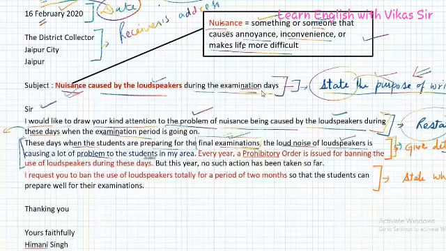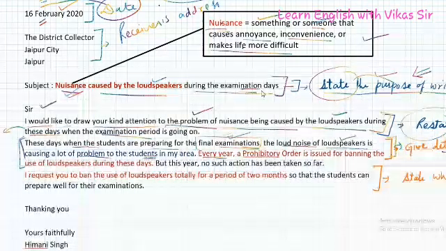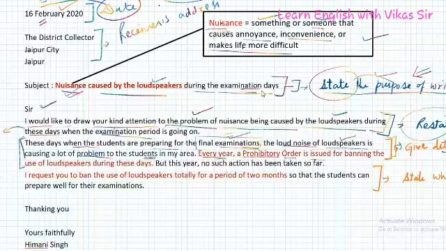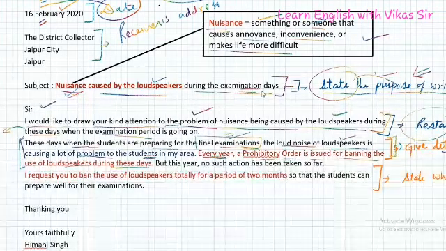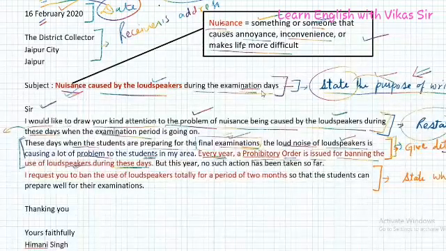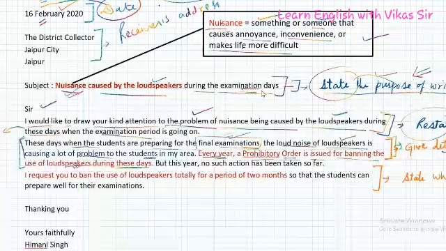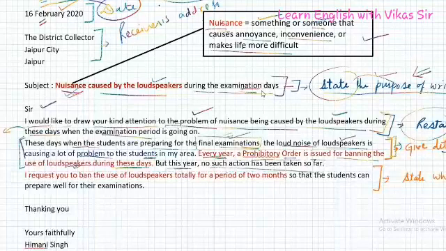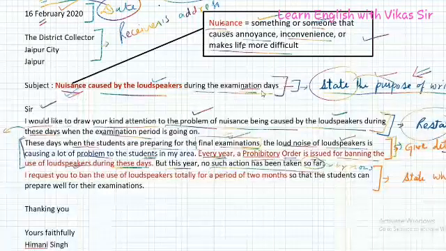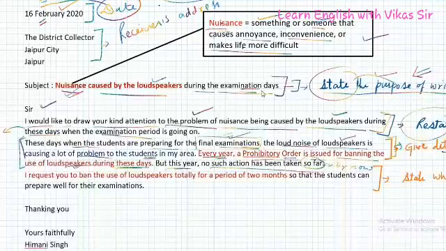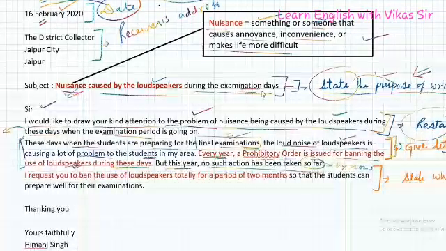Every year a prohibitory order is issued. So already every year an order is issued banning the use of loudspeakers during these days. So the use of loudspeakers is banned during these examination days. Every year it is done, but this year no such action has been taken so far. So far means by now no action has been taken. This has to be taken as the examination time is going on. So you are writing this letter, and here you have given the details.